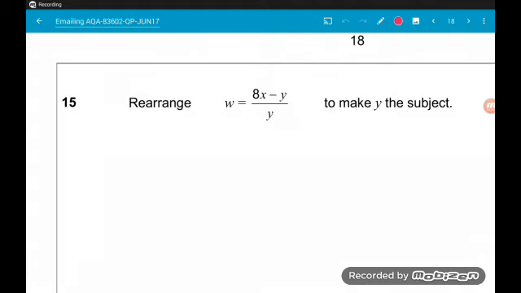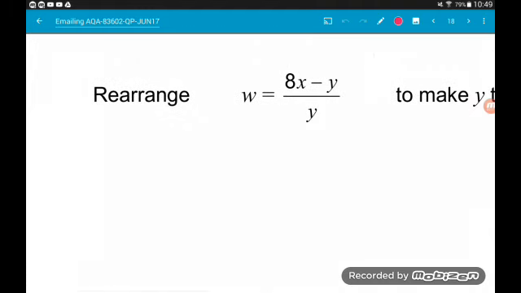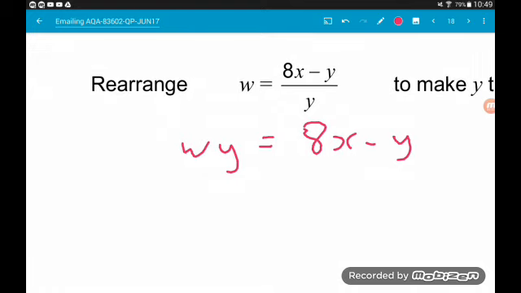Okay, question 15. We want to rearrange w equals (8x minus y) over y to make y the subject. So, first problem, we've got y on top and bottom of a fraction. We need to multiply through by y. So we'll get wy equals 8x minus y. We then need the y terms on the same side. Add the y: y plus wy equals 8x.